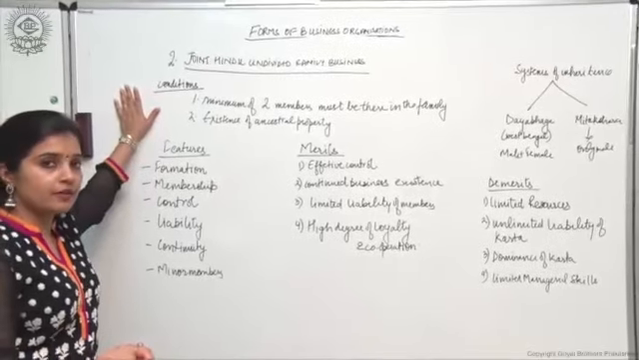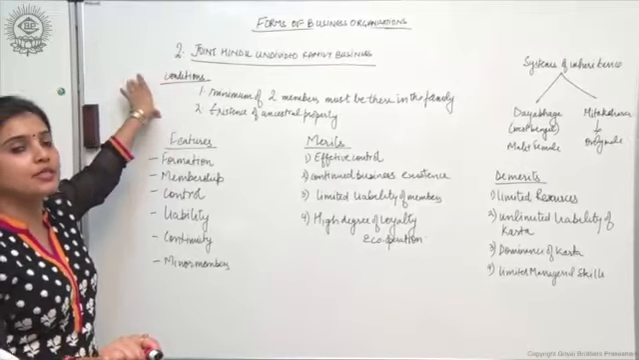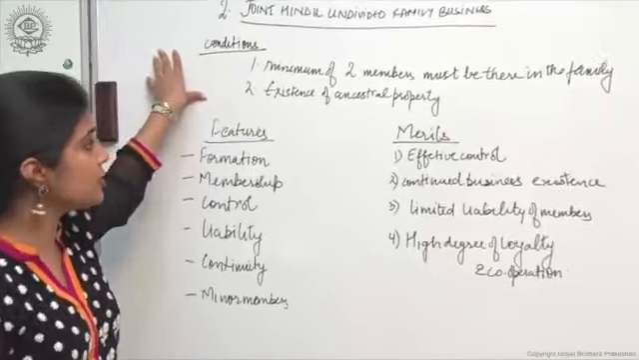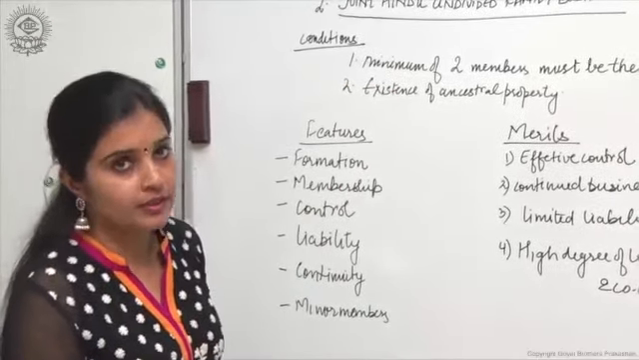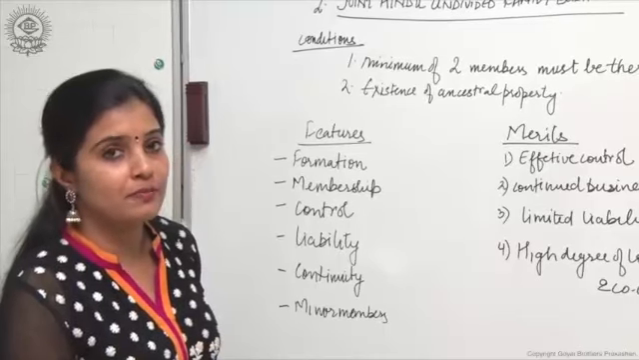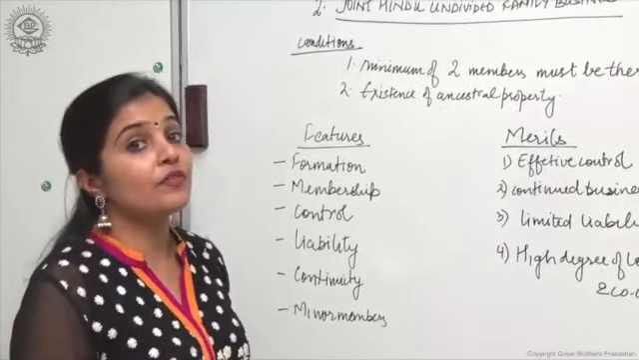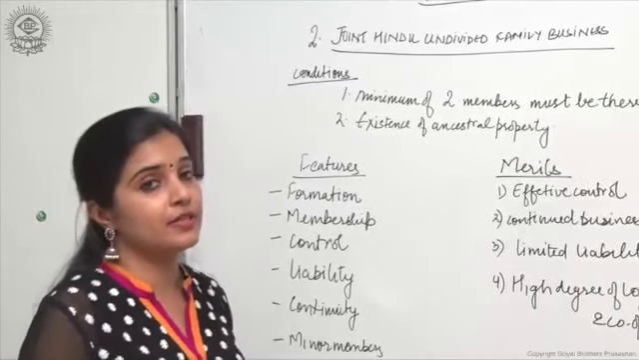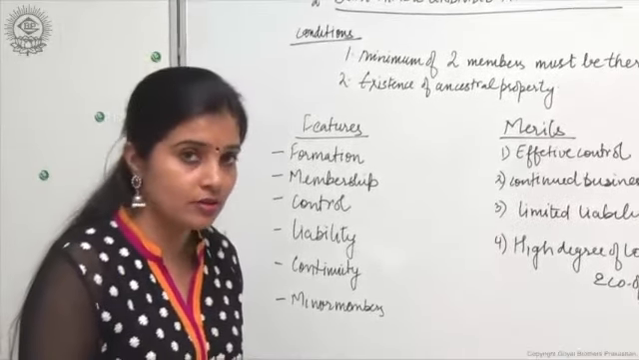But for anyone to start a business under the head of joint Hindu undivided family business, there are two conditions which are required to be fulfilled. Now what are those two conditions? Number one, a minimum of 2 members must be there in the family. And secondly, there has to be some kind of inheritance or existence of ancestral property.